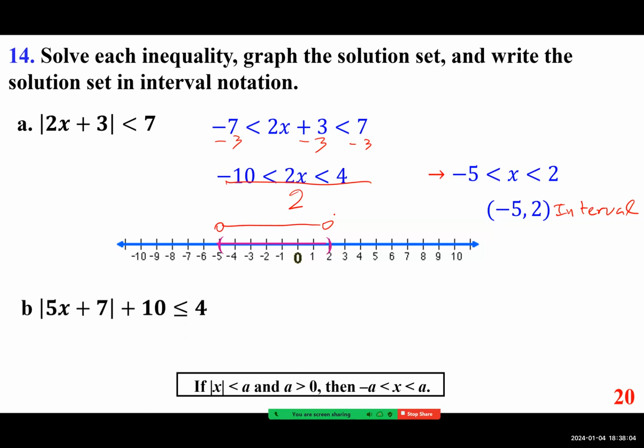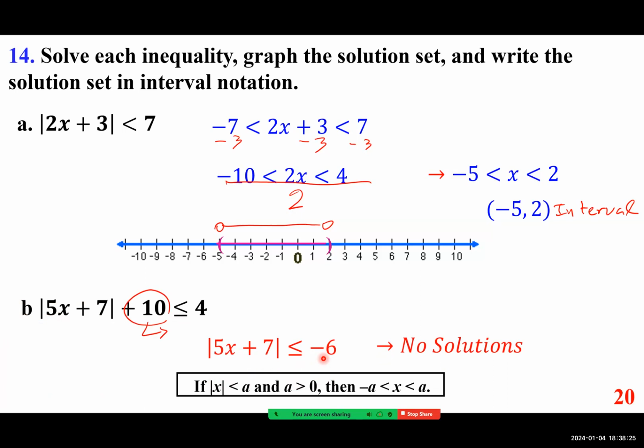What's the difference between A and B? We have to isolate, because the absolute value is not isolated. Move the thing that we subtract. What happens when it's negative? We say absolute value of something is less than or equal to a negative number. There is no solution.